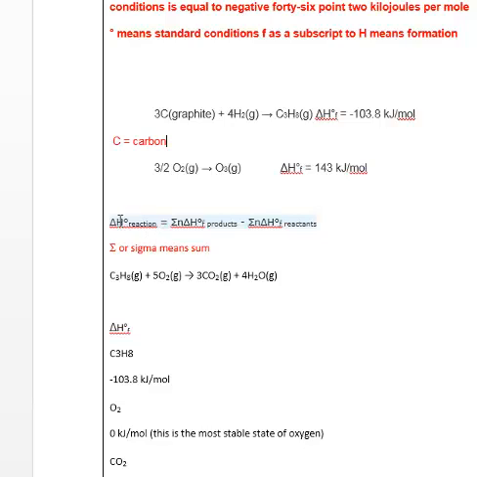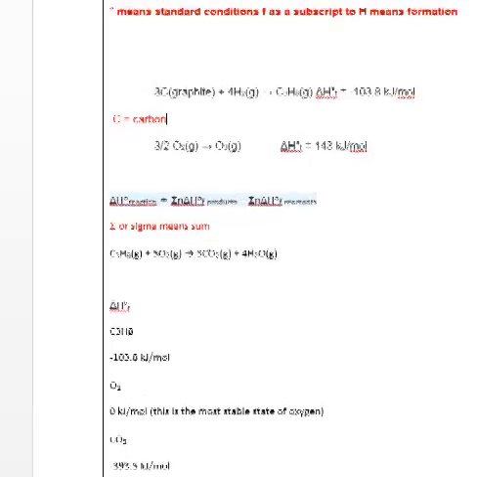Delta H of reaction at standard conditions is equal to sigma n delta H of formation at standard conditions of products minus sigma n delta H of formation of reactants. So the sigma just means sum, but I would just say sigma. C3H8 gas plus 5O2 gas goes to 3CO2 gas plus 4H2O gas.